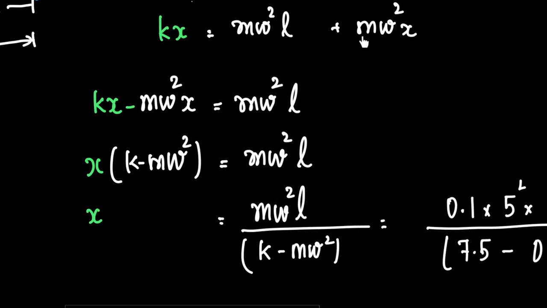Then I'll transpose this portion to the RHS, and what do we get? kx minus m omega square x is equal to m omega square L. And then I'll take out this X as common. And what do we get? X into k minus m omega square is equal to m omega square L. Therefore, X is equal to m omega square L by k minus m omega square.